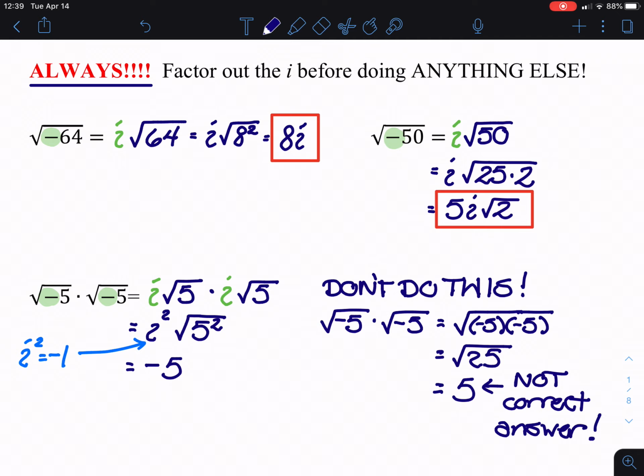So you need to make sure that we never want to show a radical or work with a radical that has a negative underneath it. That's why we pull the i out first. Once we've pulled the negative out in front as an i, then we can start manipulating our radicals like we're used to by multiplying things together, simplifying and things like that. But you have to factor out the i first before you do absolutely anything else.